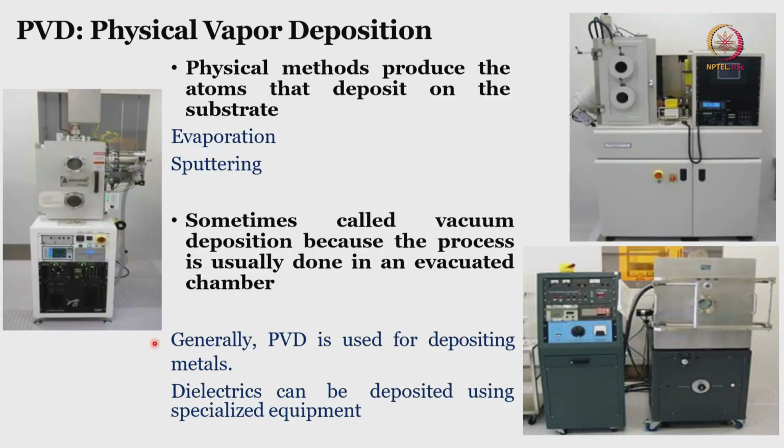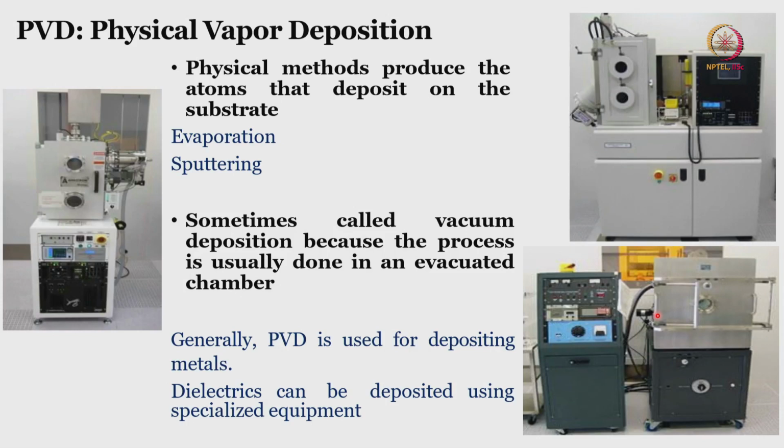Now in this module, let us understand PVD and CVD a little bit more in detail. On the left side, what you can see is an e-beam evaporation system. On the right side you can see a thermal evaporation system, which is right over here. This is also a thermal evaporation system. So physical methods produce the atoms that deposit on the substrate. It is evaporation or sputtering.